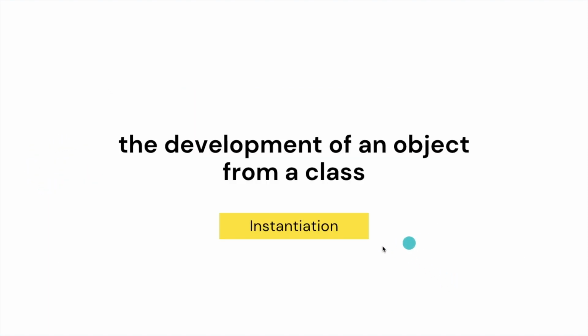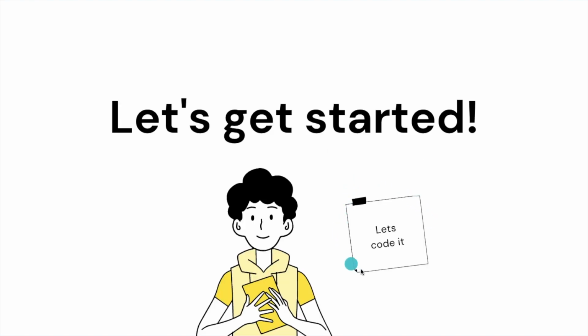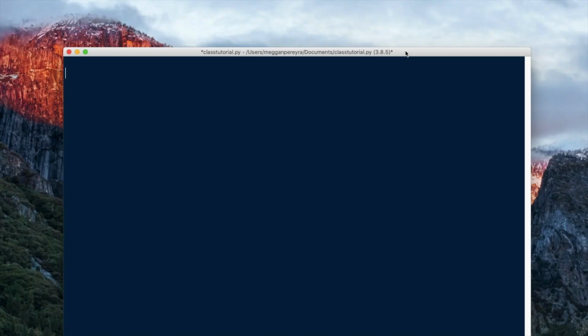Before we dive into the code, let's understand real quick what instantiation is. Instantiation is the development of an object created from a class. We're going to be using instantiation within the class that we form. We're going to get deeper into this concept as we're actually coding the class itself, so let's go ahead and get started. Let's begin by writing a simple class.